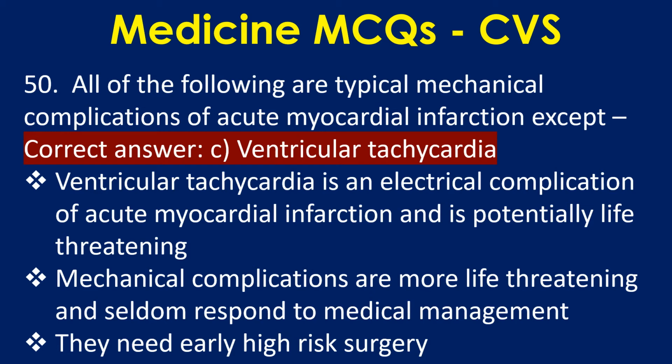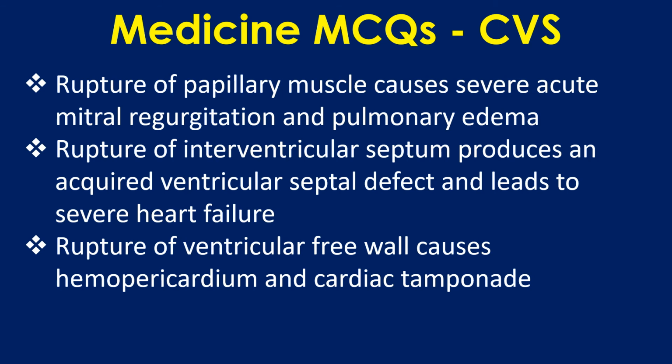Ventricular tachycardia is an electrical complication of acute myocardial infarction and is potentially life-threatening. Mechanical complications are more life-threatening and seldom respond to medical therapy. They need early high-risk surgery. Rupture of papillary muscle causes severe acute mitral regurgitation and pulmonary edema. Rupture of interventricular septum produces an acquired ventricular septal defect and leads to severe heart failure. Rupture of ventricular free wall causes hemopericardium and cardiac tamponade.